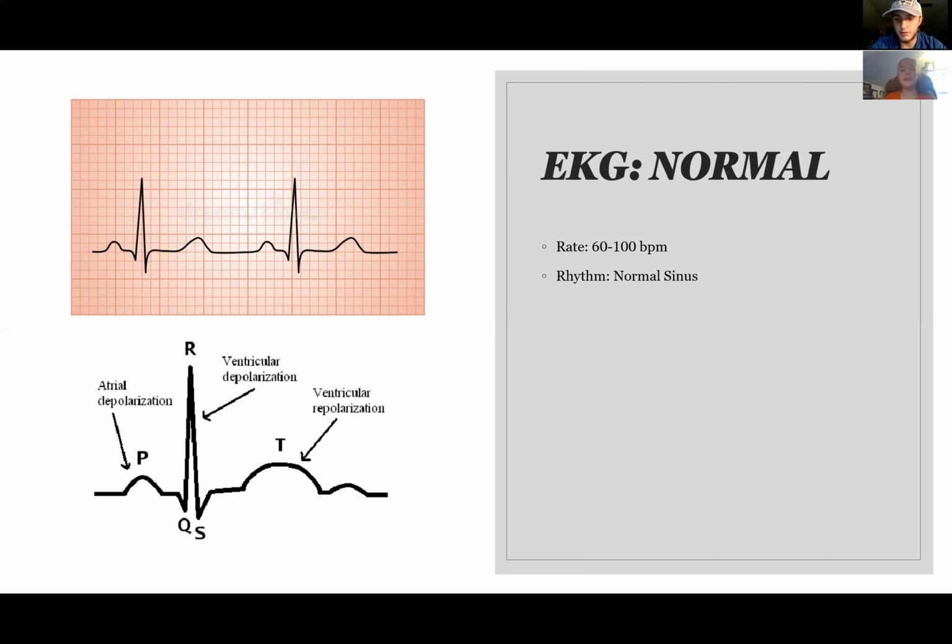Next, we have the QRS complex. This indicates ventricular depolarization. This is when the ventricles in the heart are going to contract. And then finally, the T wave indicates ventricular repolarization. This is when the whole heart is going to go back to rest. A normal heart rate is usually 60 to 100 beats per minute with a normal sinus rhythm.